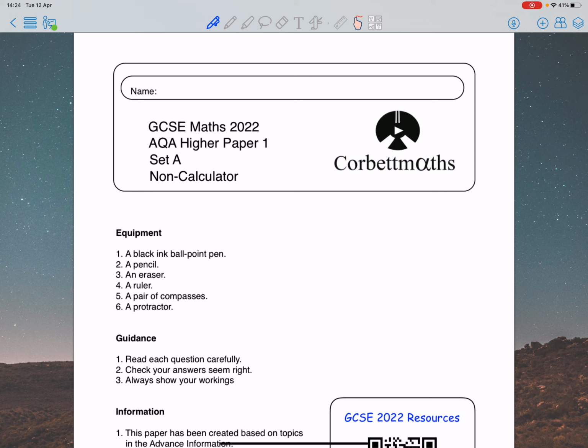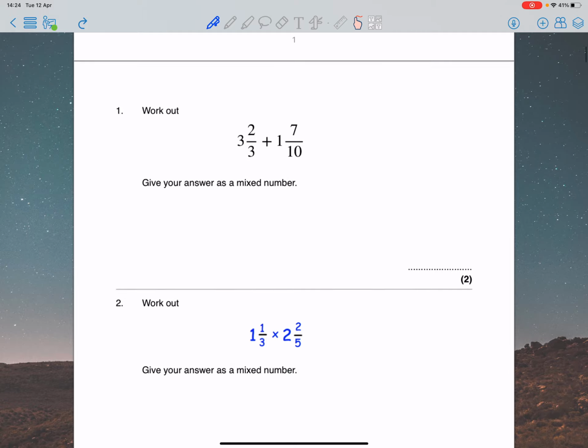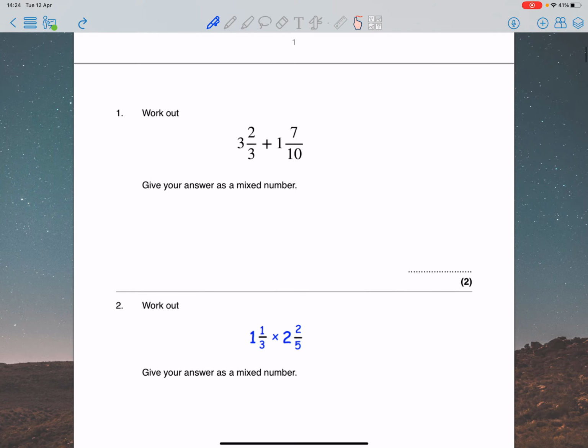I will literally just be going through some questions, explaining my thoughts so that you have an understanding of some of these questions, and it will also give you an insight as to what topics from the paper one for the non-calculator AQA GCSE topics you do and don't know. And it will then give you an opportunity to go and find topics on that particular question to practice. Let's do the first question.